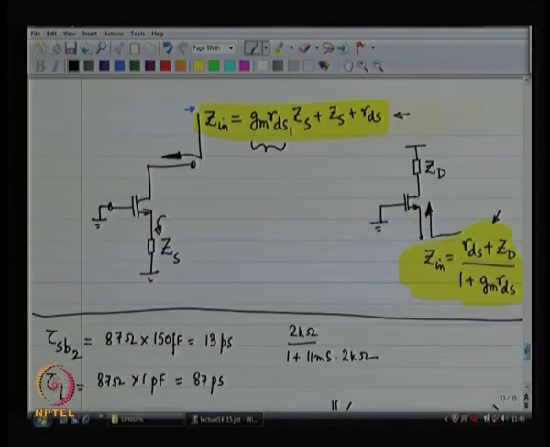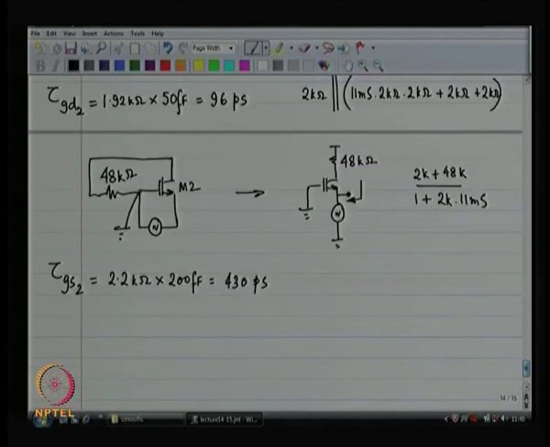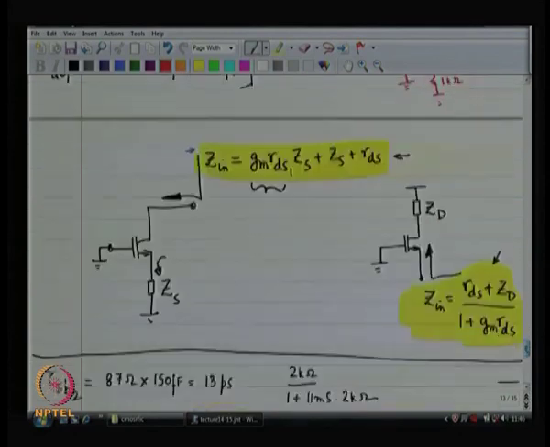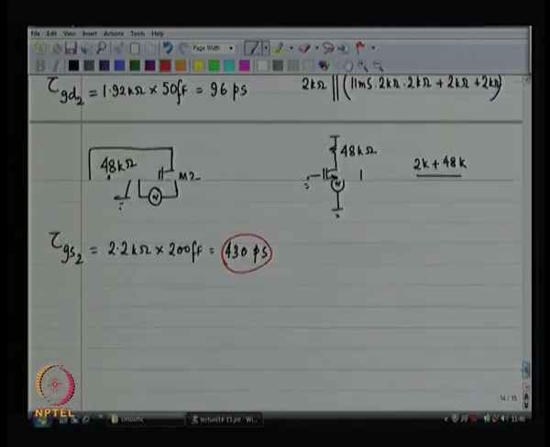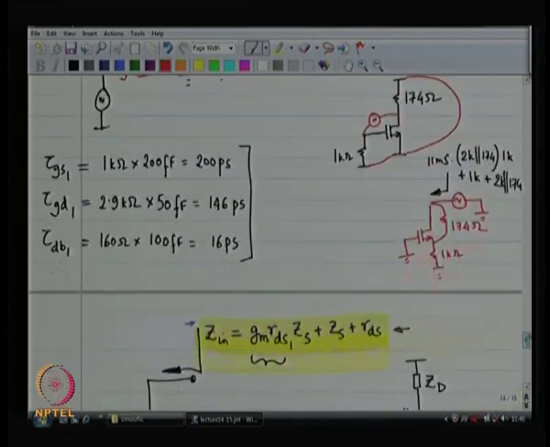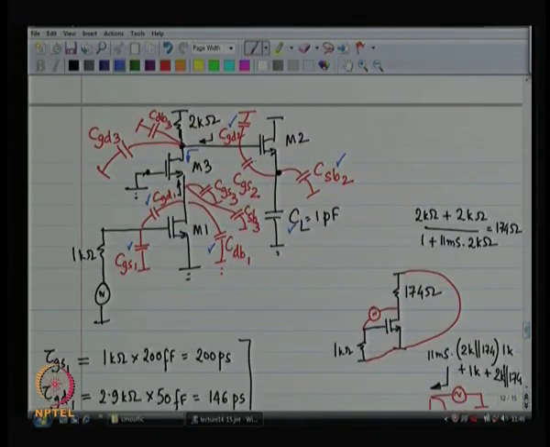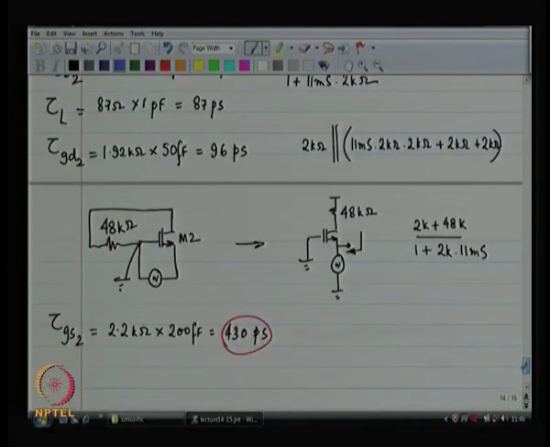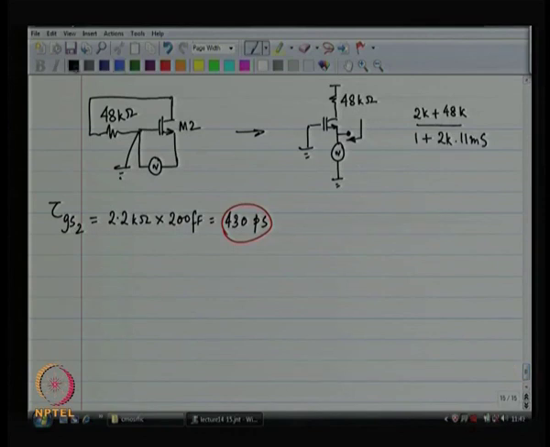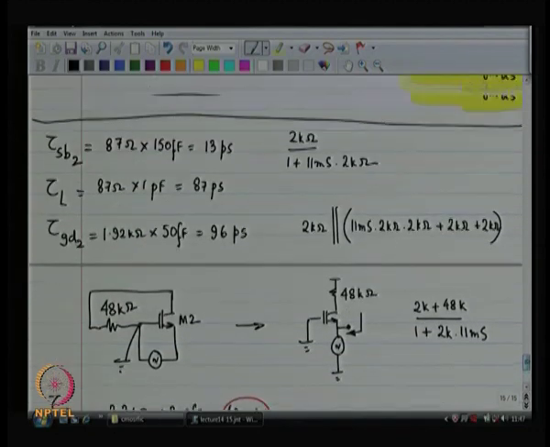430 picoseconds, that is a large number, that is a large number over here we have got, might have to worry about it later on. Okay. Now, that is as far as device number 2 is concerned. What about device number 3? Device number 3, I have got C drain to body 3, that is identical to C gate to drain 2. C gate to drain 2 saw 1.92 kilo ohms.